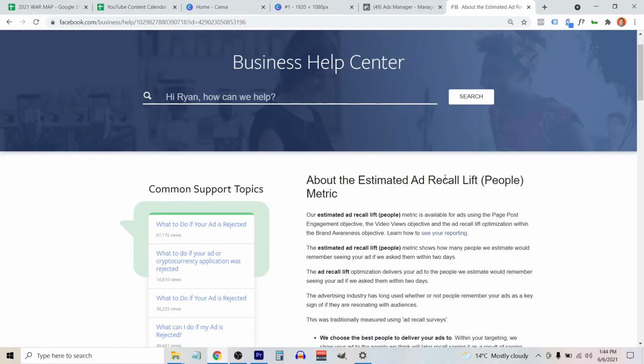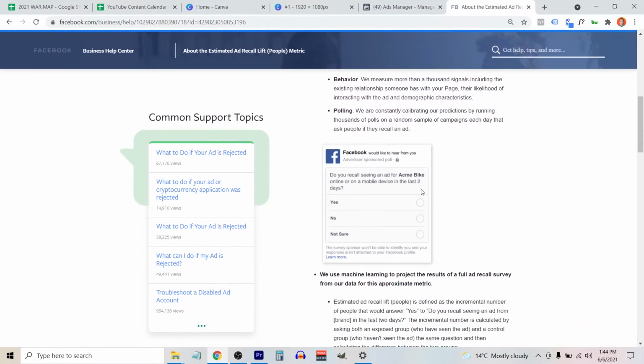So I don't know if on Facebook or Instagram you've ever been served a poll. I often see them on YouTube more than I do Facebook or Instagram. But those are those things that pop up where Facebook will say, have you heard of or do you remember seeing an ad from these brands in the last week or so? So those polls are used to gauge whether or not people remember seeing ads, and Facebook uses that along with some kind of calculation to provide you with an estimated ad recall lift. So it's the estimated amount of people who remember seeing your ad.